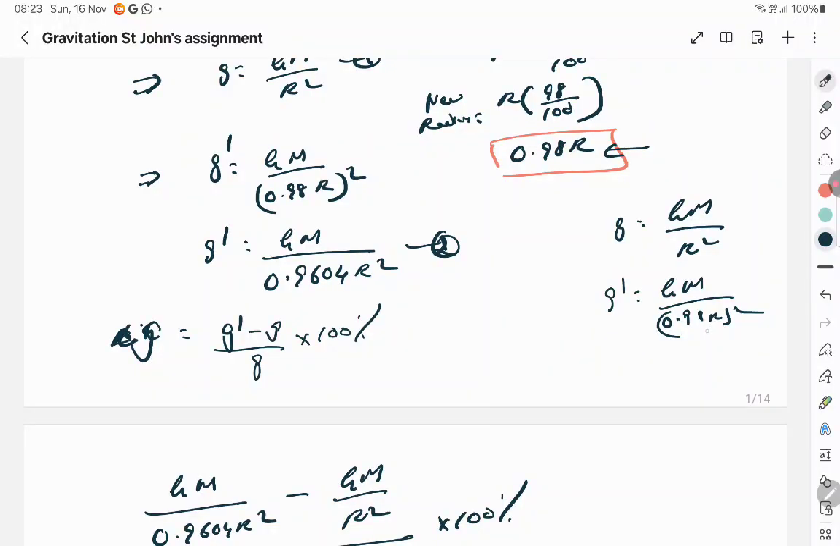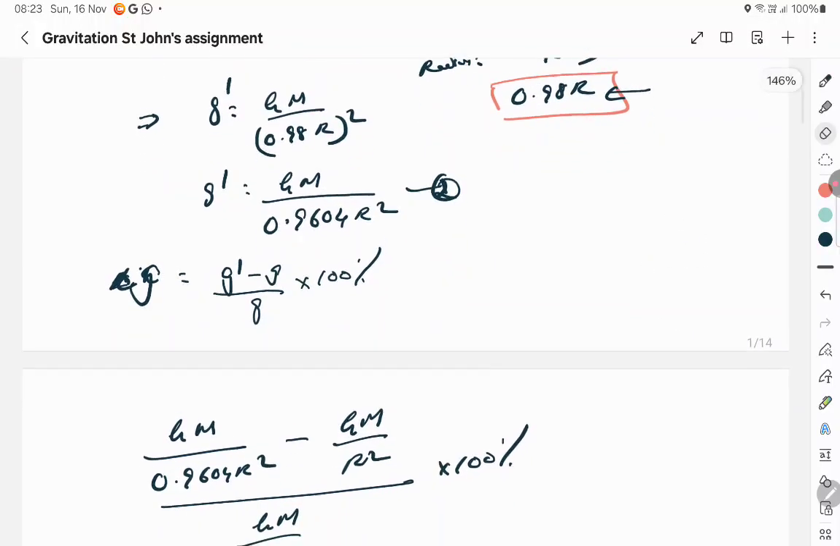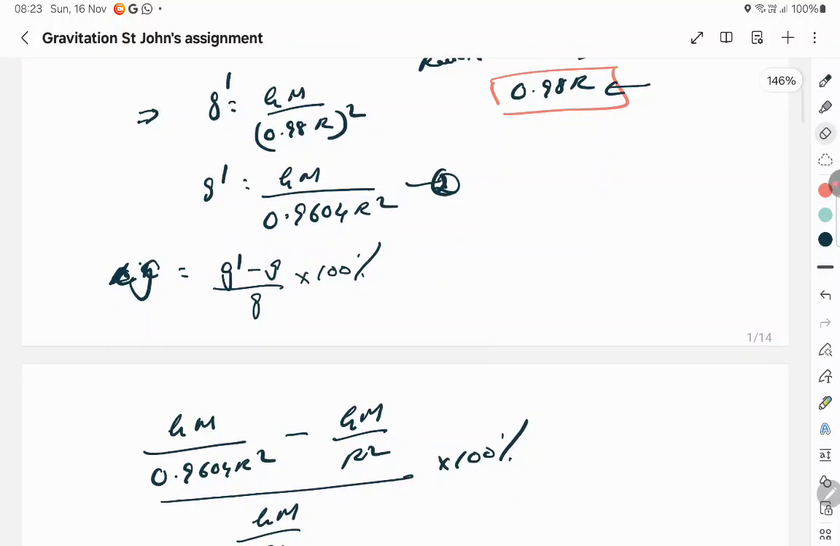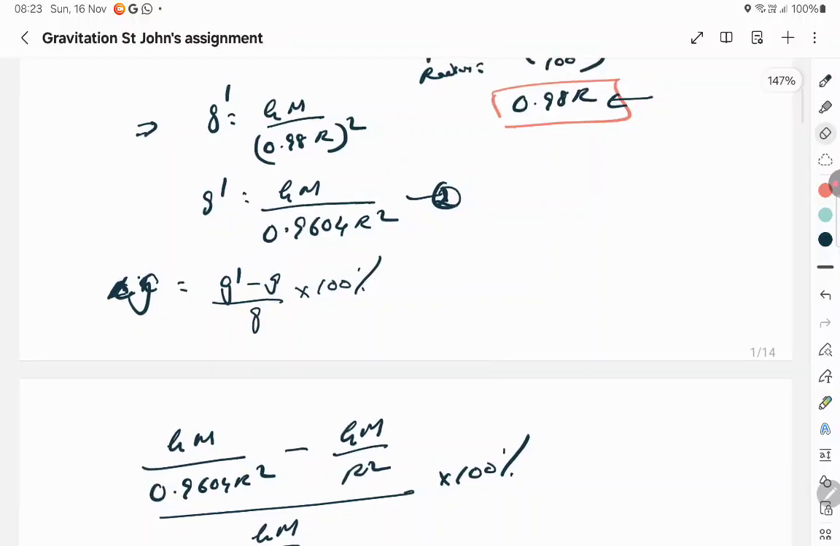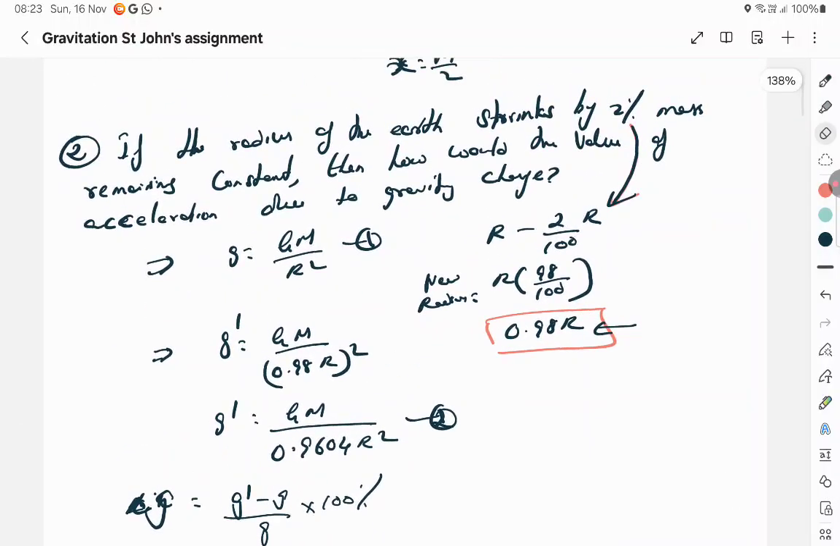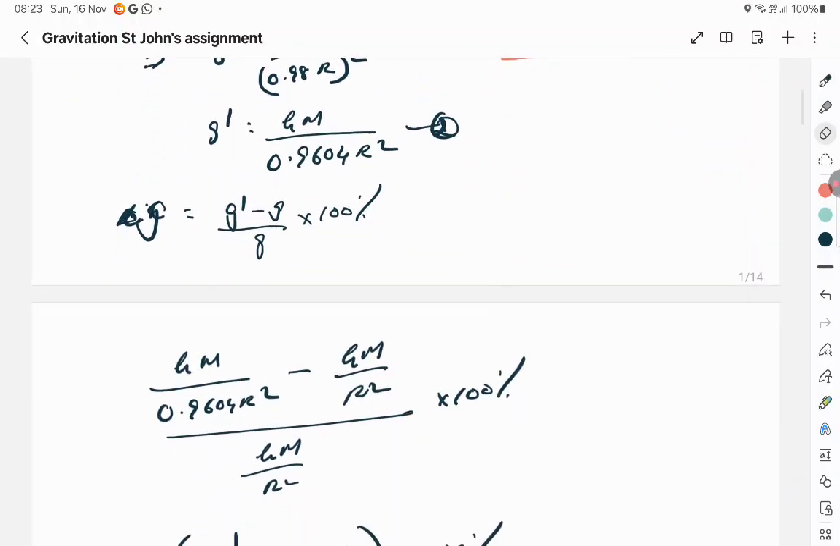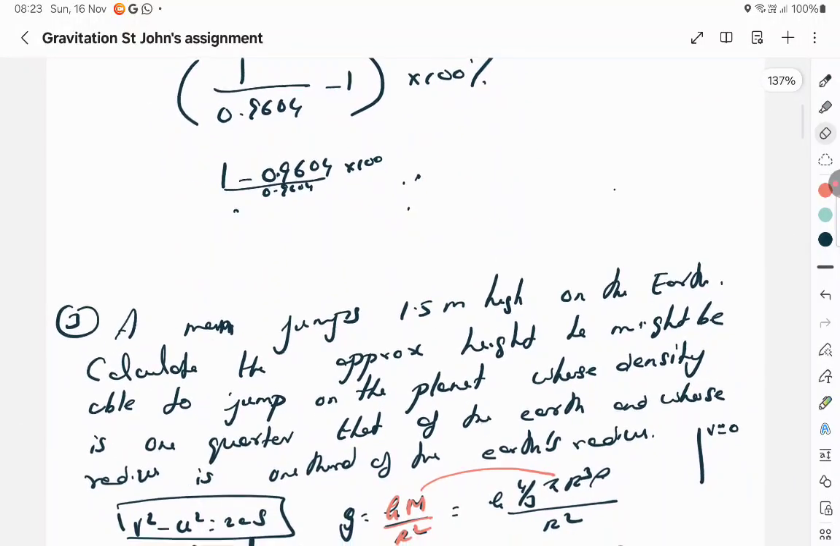To find the percentage increase in gravity, the formula is g minus g dash by g into 100, or g dash minus g by g, whichever you can write, and then find the percentage increase in gravity due to the percentage decrease in radius. We can't call it an increase in radius, it shrinks, correct? So just calculate this value.